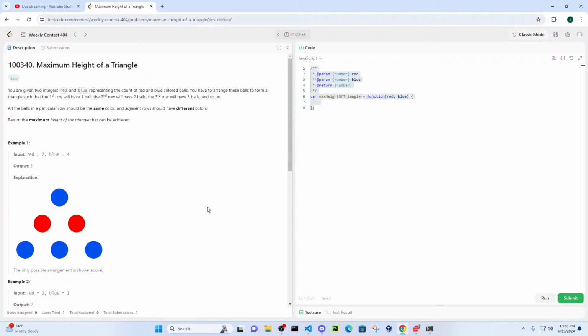All right, maximum height of a triangle. You're given 2 integers, red and blue, representing the count of red and blue colored balls. You have to arrange these balls to form a triangle such that the first row will have 1 ball, the second row will have 2 balls, and the third row will have 3 balls, and so on. All the balls in a particular row should be the same color, and adjacent rows should have different colors. Return the maximum height of the triangle that can be achieved.